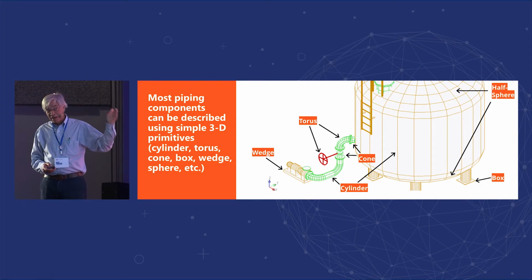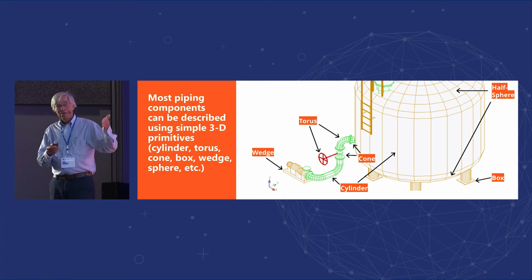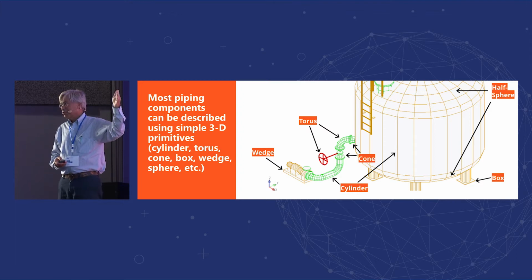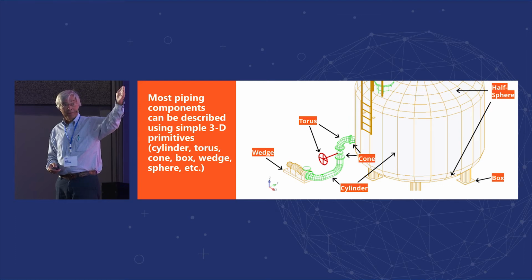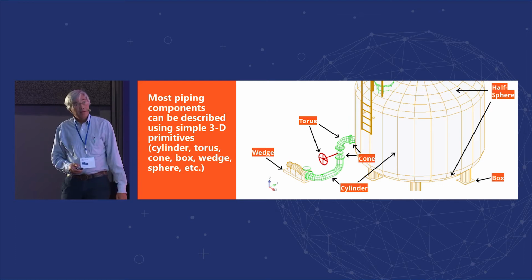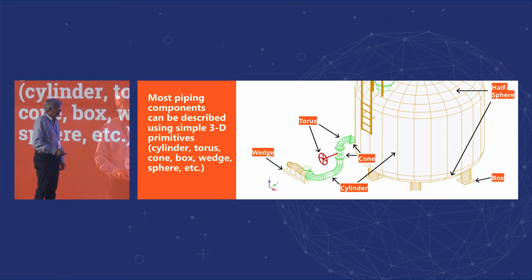The components used in 3D piping, for design anyway, are quite simple. You have a number of very simple 3D objects. So a wedge, a cylinder for pipe, cones for flanges and that kind of thing, a torus shape for doing the elbows, boxes, of course, for foundations and things like that.